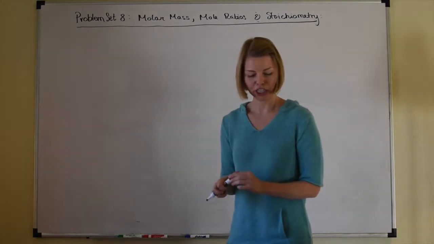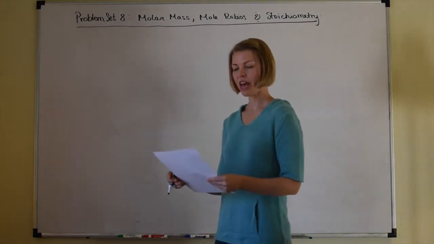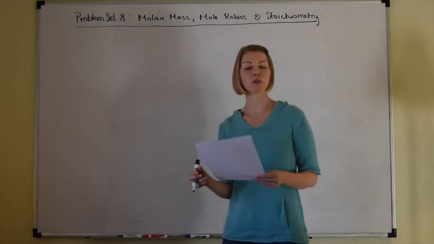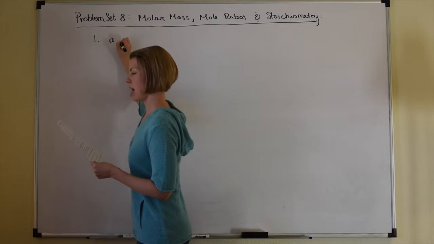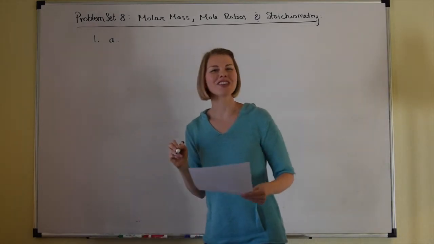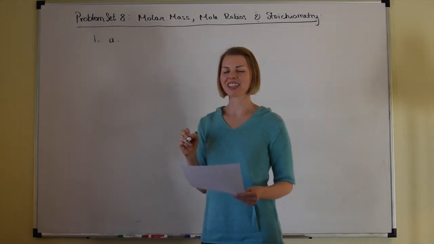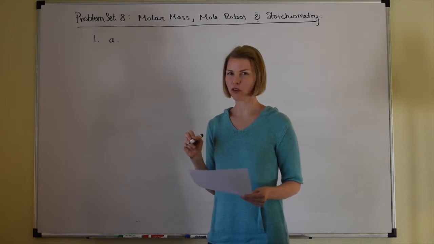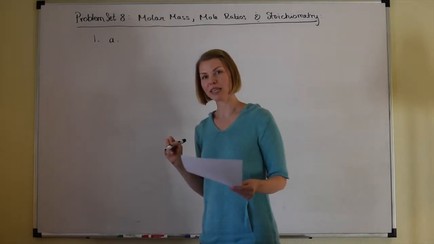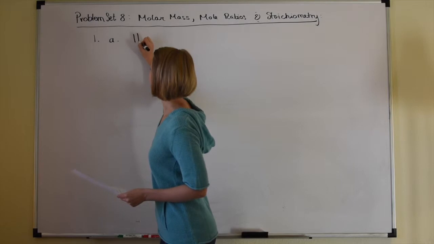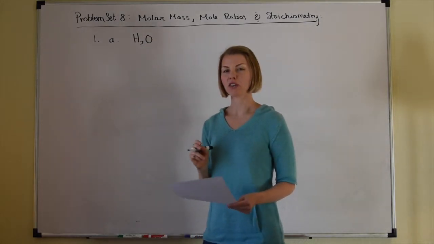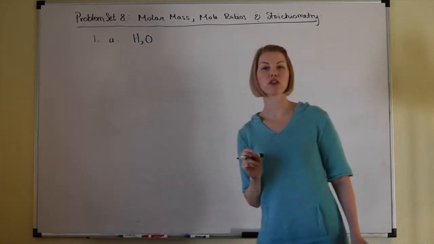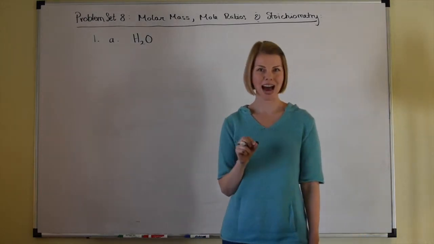All right, so let's start with number 1. Calculate the molar mass for the following substances. We have an A, B, and a C. A is water. And notice that I didn't give you the formula. This is going to give you a little bit of practice with writing formulas yourself. Water is a common name, so make sure you know the formula is H2O. All right, so check your periodic table so you can calculate the molar mass.